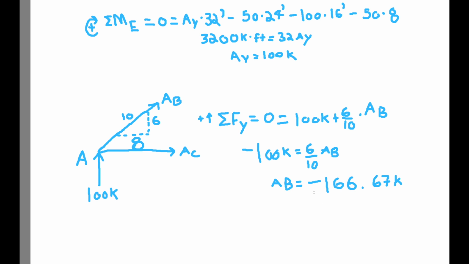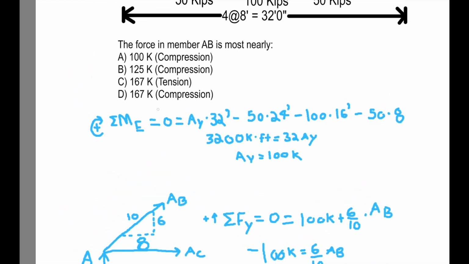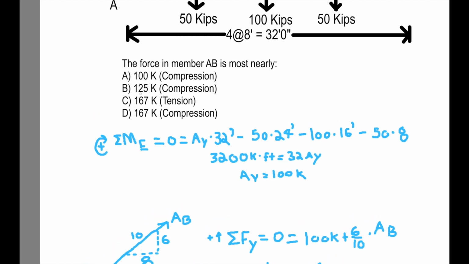And that minus is important. Remember how we said that when we drew the force AB away from the joint A, drawing it away from the point is assuming tension, right? We're pulling on that joint. Well, what we just found is that our assumption was actually incorrect. So negative indicates compression. So if we go back up to our answers, minus 167, that's compression, and that would be most nearly choice D. So D is our correct answer.